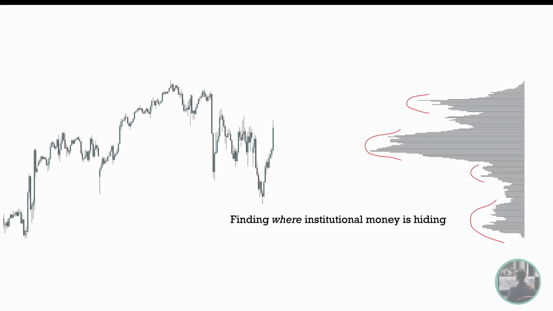And that changes everything. Because now every trade you take has a reason behind it. And that reason isn't your opinion or your gut feeling. It's the fact that billions of dollars were exchanged at that exact price level. Now, to actually see where that money is, you only need to understand two things on the volume profile.